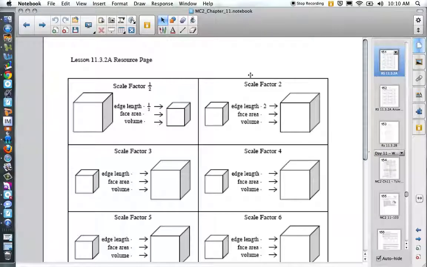So for example, you're going to notice this very first one here has a scale factor of 1/2. I'm going to come back and do this one last, because I believe that's the hardest one. So we're going to start with this one, where the scale factor is 2.